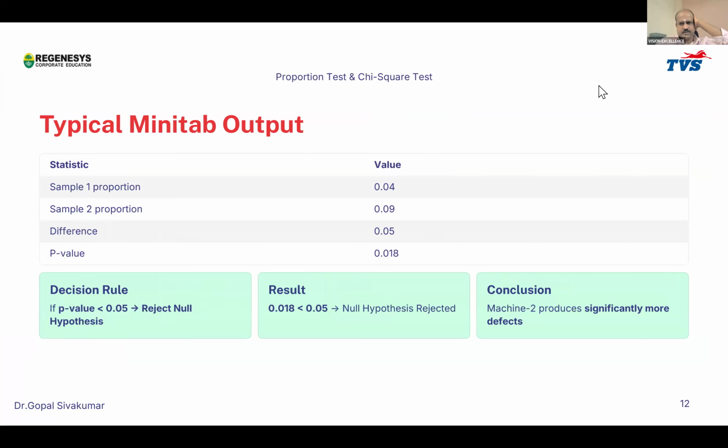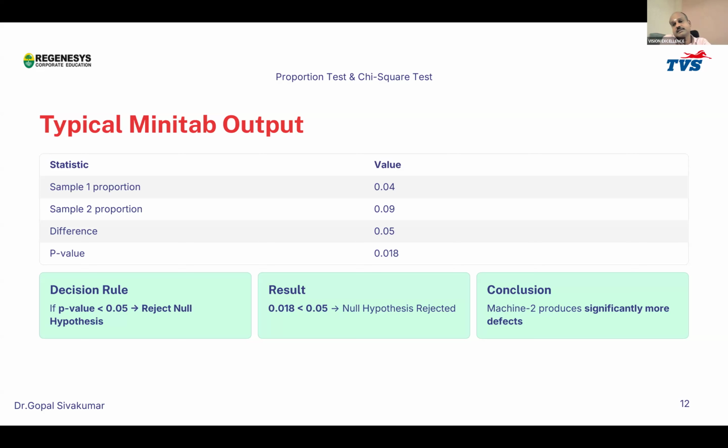You see, what is this? Sample 1 proportion 0.04. You know what 0.04 is, right? 4%. Sample 2 proportion 9%. Let's say machine 1 and machine 2. Machine 1 produces 4% rejection. Machine 2 produces 9% rejection. Does it mean the machine is one of the root causes?